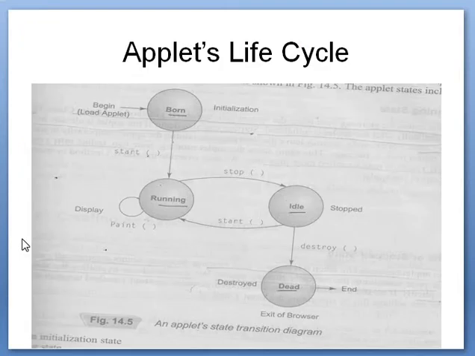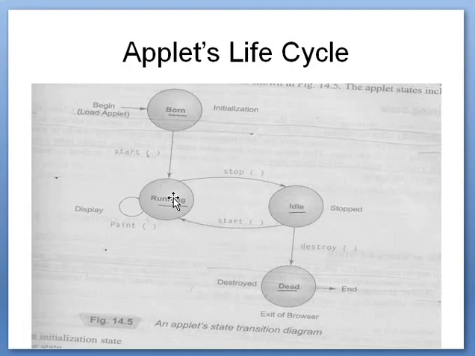So this is the diagram representing the applet's life cycle. Born state is there, running state is there, idle state, dead state. Here all the circles represent different states. Here it begins: applet is loaded, initialization is performed, that is the born state. So init is implemented here. After init, the start method is invoked automatically. Then running state means it is displaying some output. That means paint is invoked.